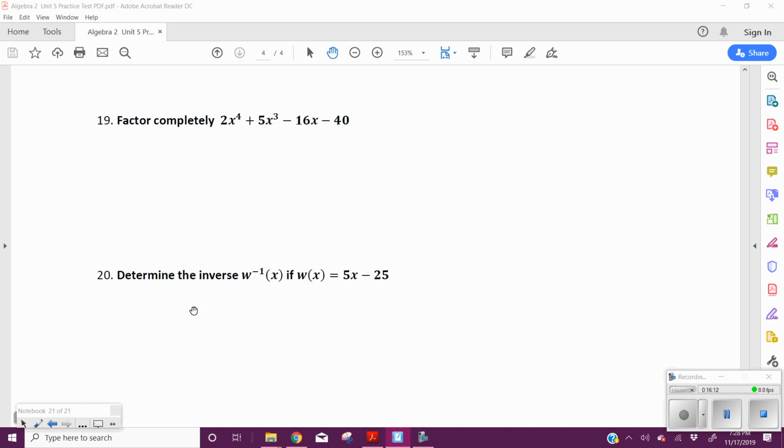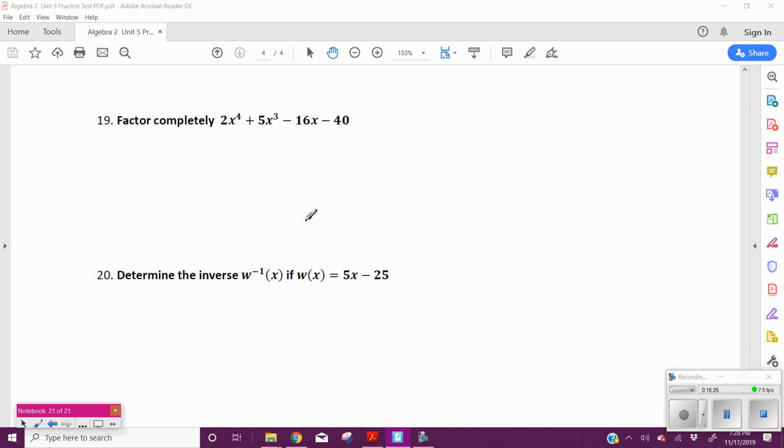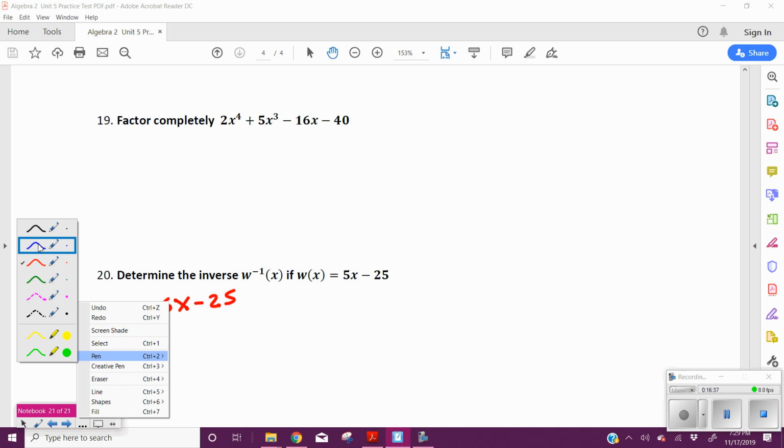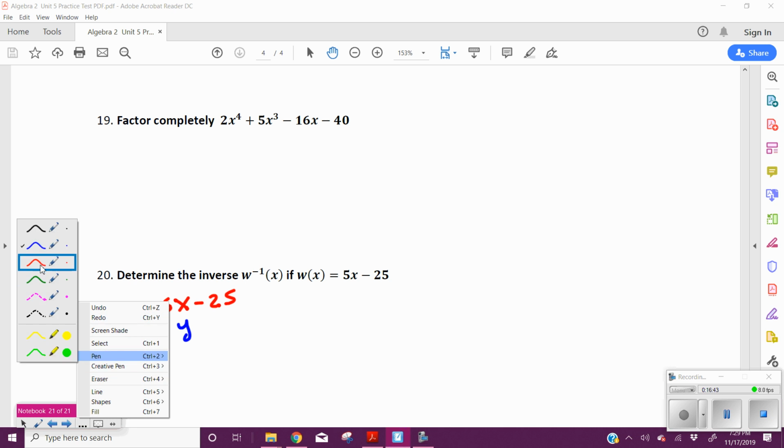All right, one more question. Just about done, folks. On number 20, it wants us to find the inverse if w of x is equal to 5x minus 25. So the first thing we're going to do is turn w of x into y. The next thing we're going to do is switch x and y to demonstrate the example of what an inverse means, but everything else remains in place.